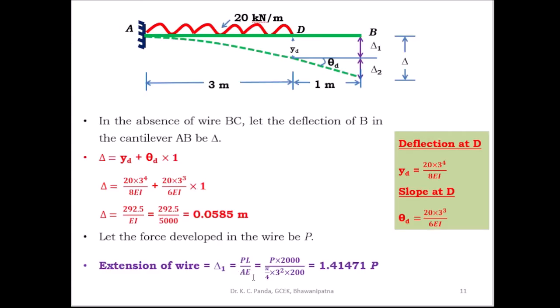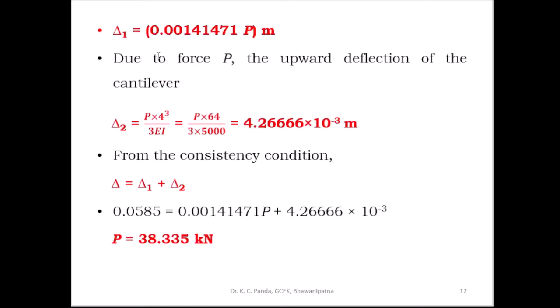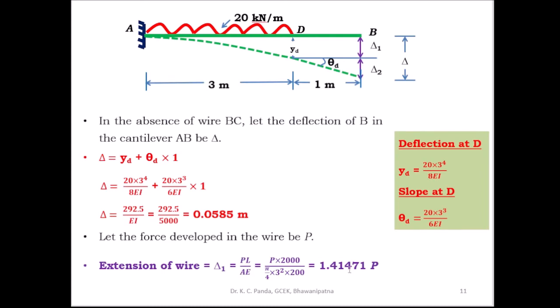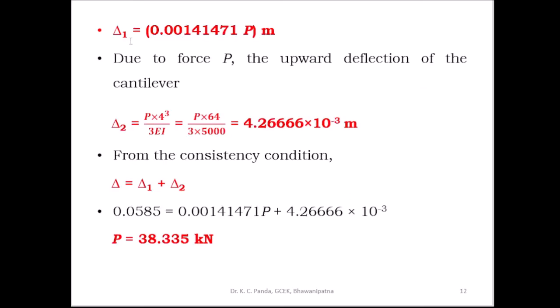So the extension of wire delta 1 is equal to 1.41471 P. Then you can convert to meter. Delta 1 is equal to 0.00141471 P meter. So this is in millimeter. Then you have to convert to meter by dividing by 1000. Then it becomes delta 1 is equal to 0.00141471 P meter.